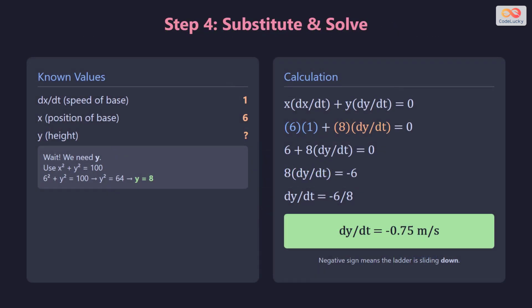Finally, we substitute our specific values. We know x is 6, and the speed dx/dt is 1. We found y to be 8 using the Pythagorean theorem. Plugging these in, we solve for dy/dt. The result is negative 0.75 meters per second. The negative sign confirms that the height is decreasing as the ladder slides down.